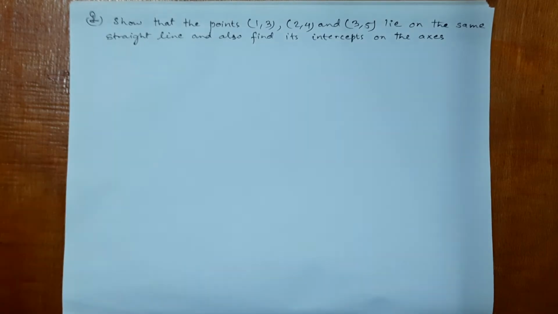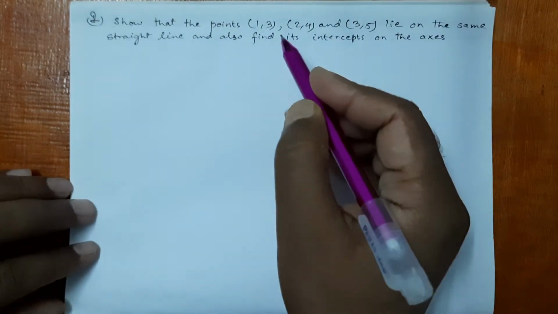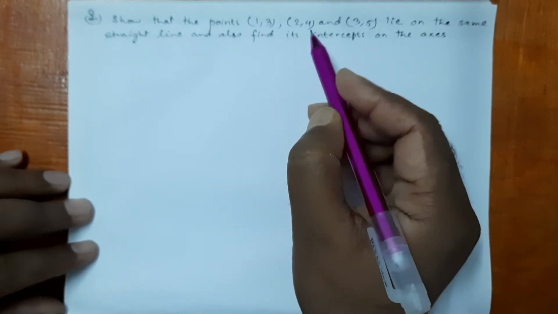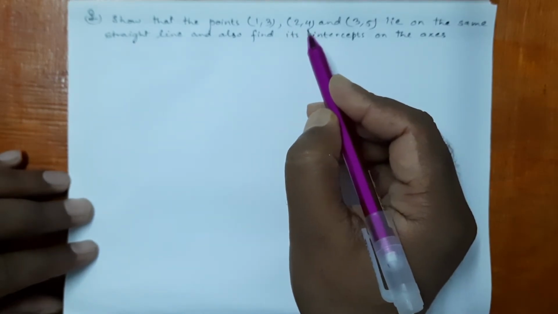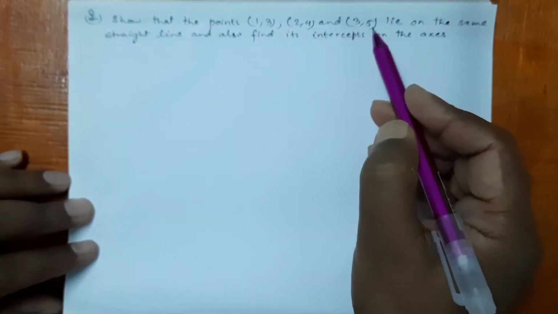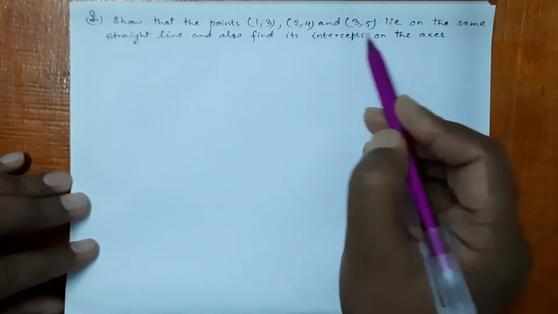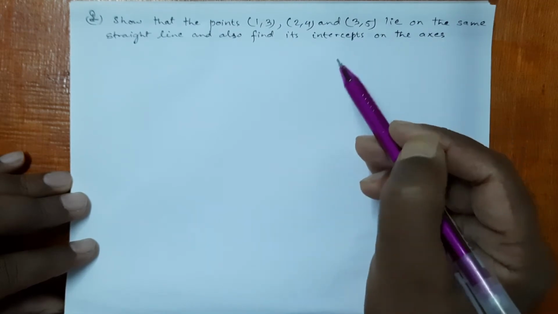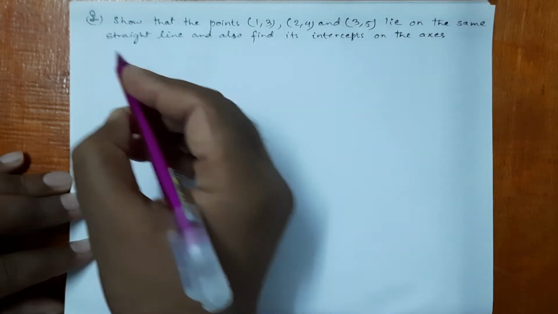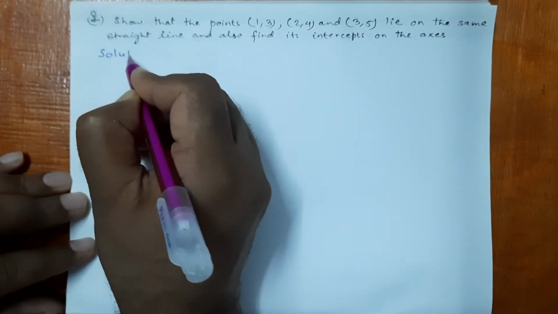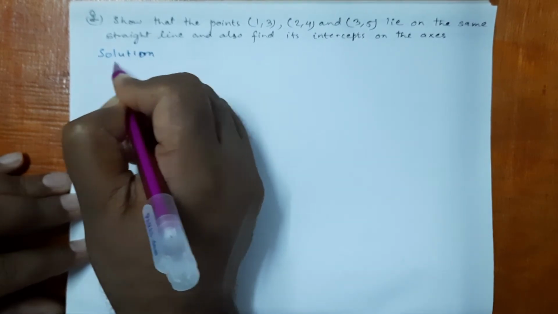So first of all, from the given two points, using two point form, we can find the equation of the straight line. And in that straight line, we'll substitute the last point, and if it satisfies, then these three points lie on the same line. Okay, so we will solve in that way. Look at the solution to this question.